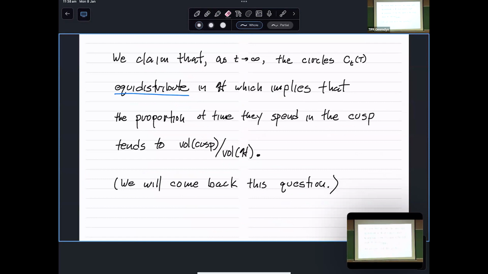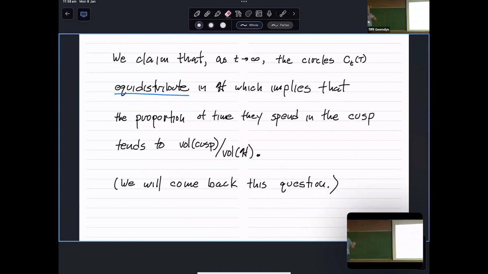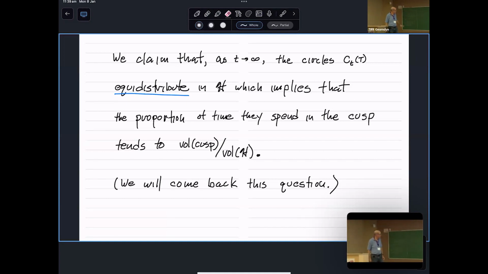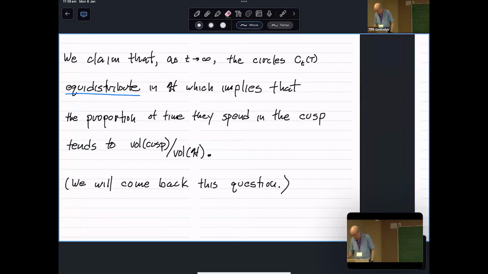Okay, so I want to claim that as these circles get bigger, they equidistribute inside this stratum. To say they equidistribute means that the time they spend in any particular set is proportional to the volume of that set. For now I just want to claim that this is true. We'll come back to looking at why this might be true shortly.